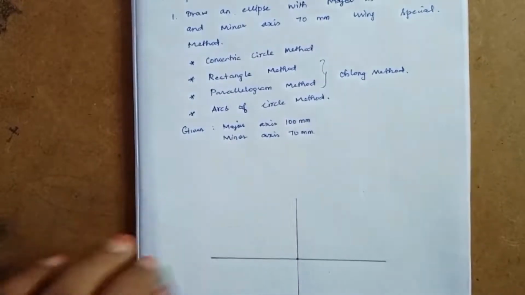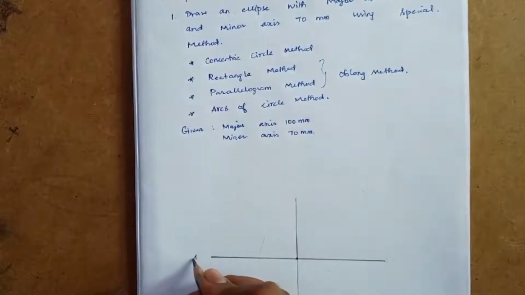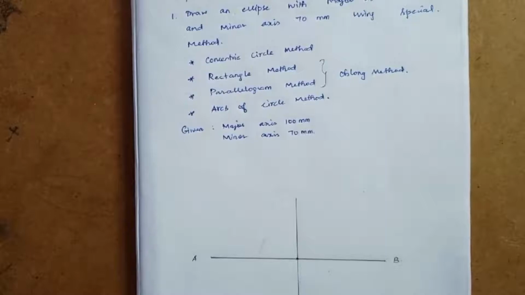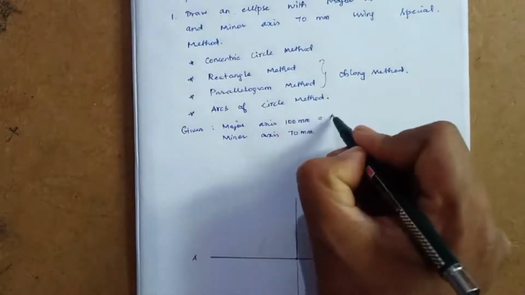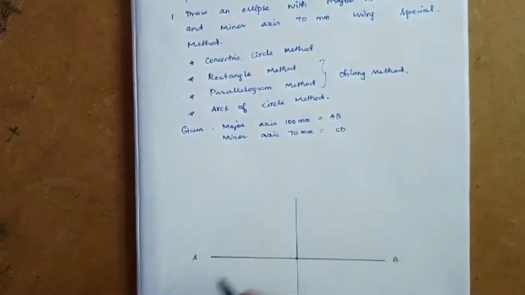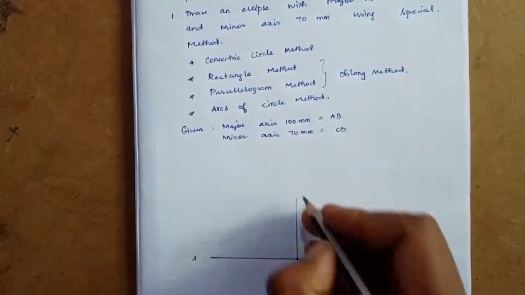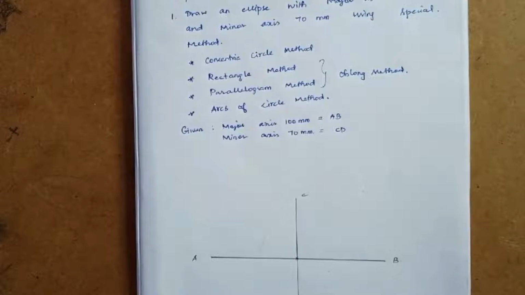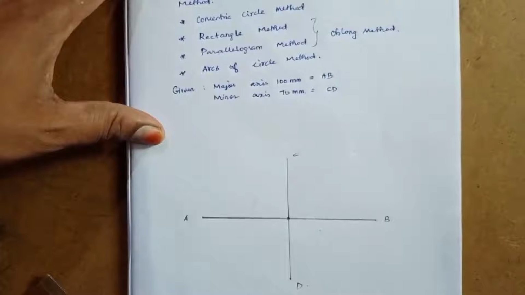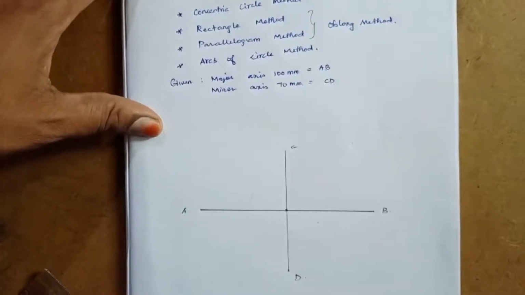Here AB is the major axis and CD is the minor axis. AB is 100 mm and CD is 70 mm.